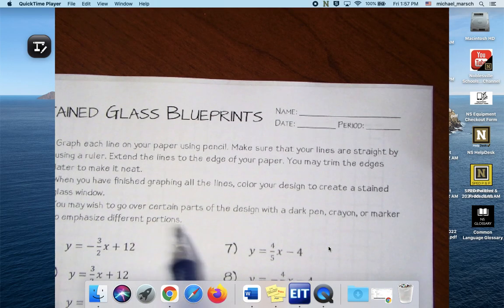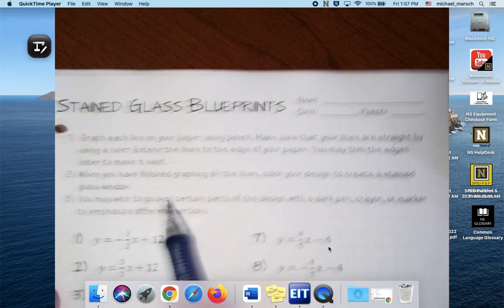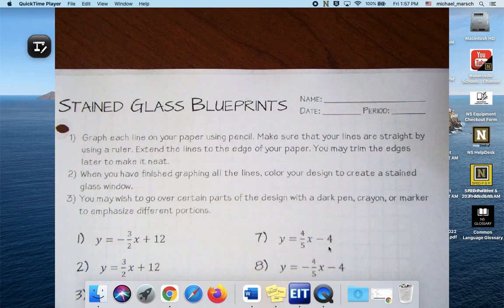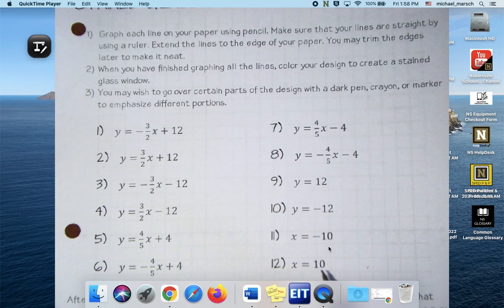When you have finished graphing all the lines, color your design to create a stained glass window. So once you're done with all of the lines, you'll see a pattern and you get to decide how you want to color it. There's no color by number or anything. You just get to color. You may wish to go over certain parts of the design with a dark pen, crayon, or marker to emphasize different portions. You guys all know what a stained glass window looks like, right? You can kind of see the borders in between the different colors of the glass. So we're going to graph all these lines using our point slope form that we just started.